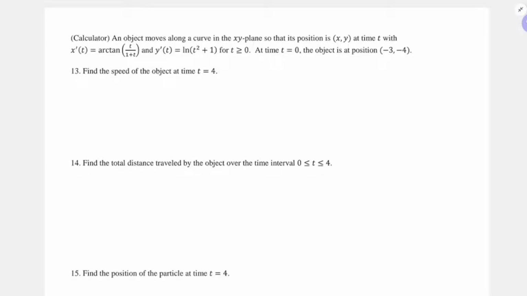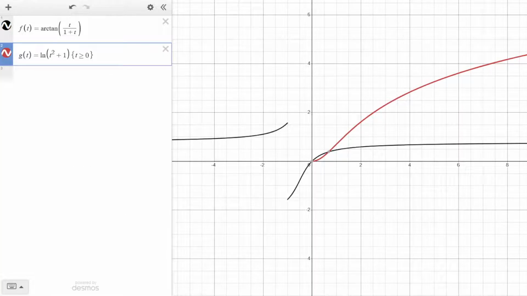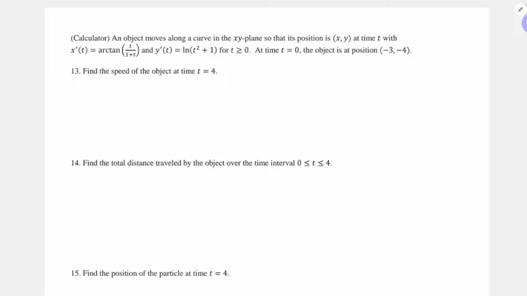All right, so I'm going to load those equations into the calculator, f of t and g of t. You can put in the domain restriction if you need, but I don't think it'll really matter to us. Find the speed of the object at time t equals 4.